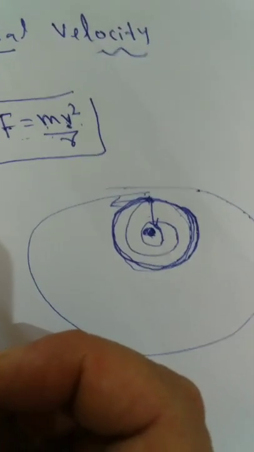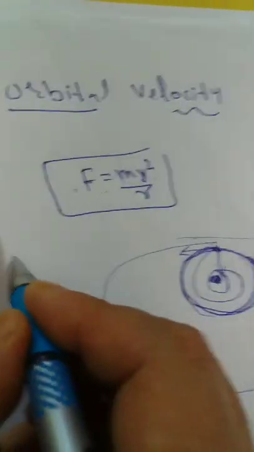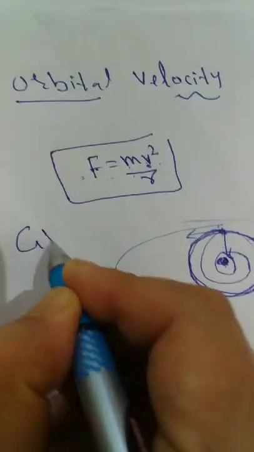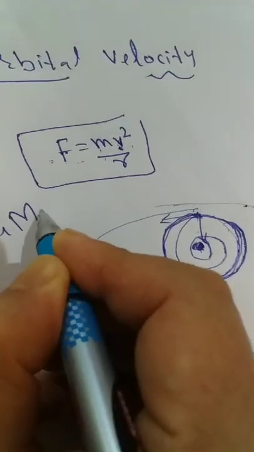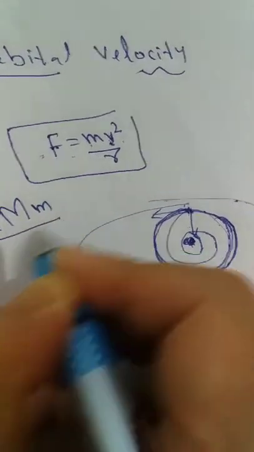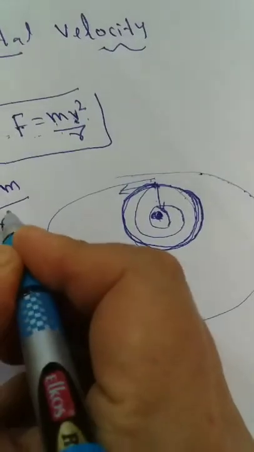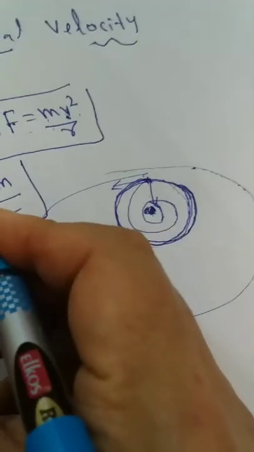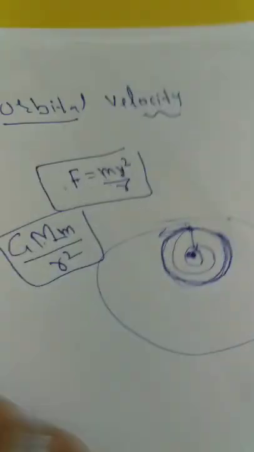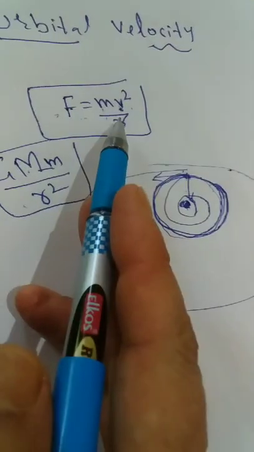We know that the gravitational force is equal to G M m divided by r square, where capital M is the mass of Earth and small m is the mass of the satellite. Here r is the distance between these two bodies. That means this force must be balanced with the centripetal force.